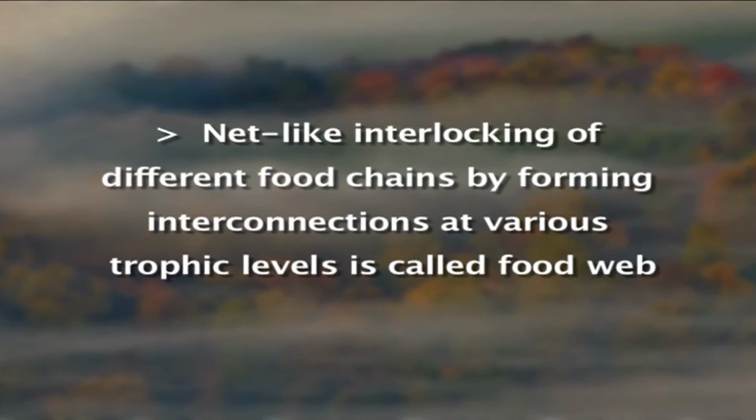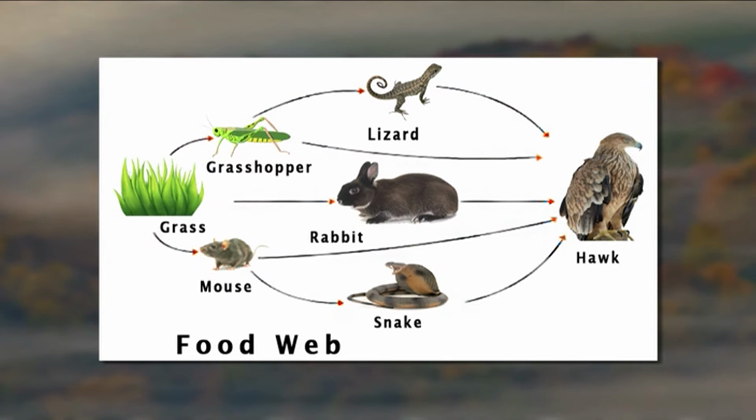Food webs are very important in maintaining the stability of an ecosystem. For example, in grassland ecosystem, grasses are eaten by grasshoppers, rabbit and mouse. Grasshopper is eaten by garden lizard, which is eaten by hawk. In addition, hawk also directly eats grasshopper and mouse. In this way, an interlocking pattern of food web is constructed, which is different from linear food chain.